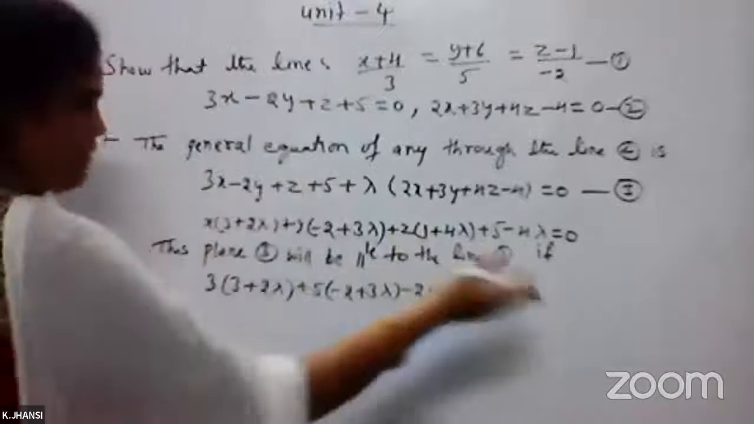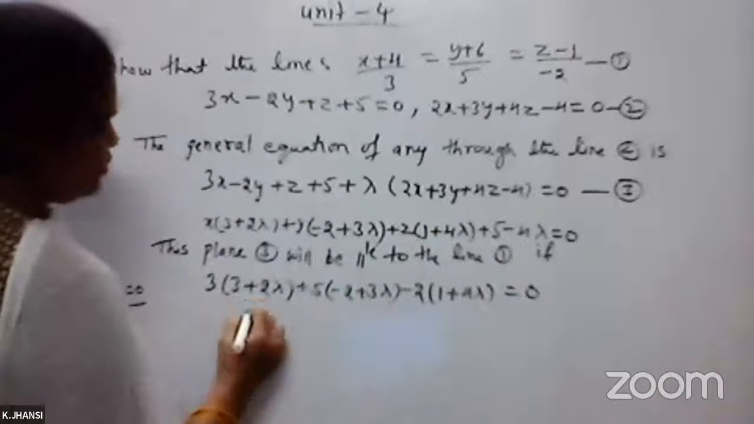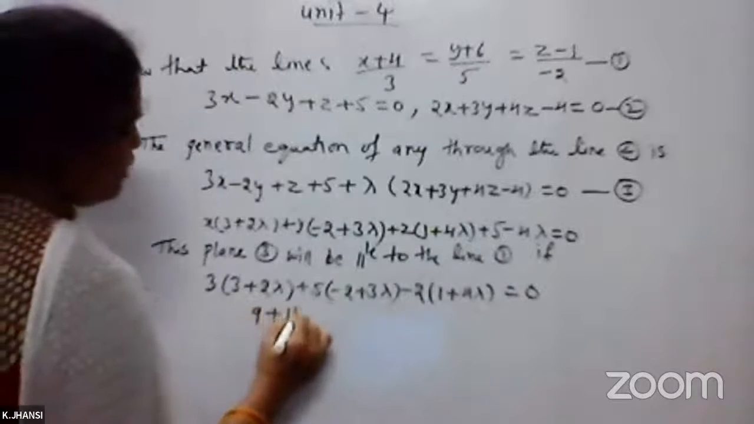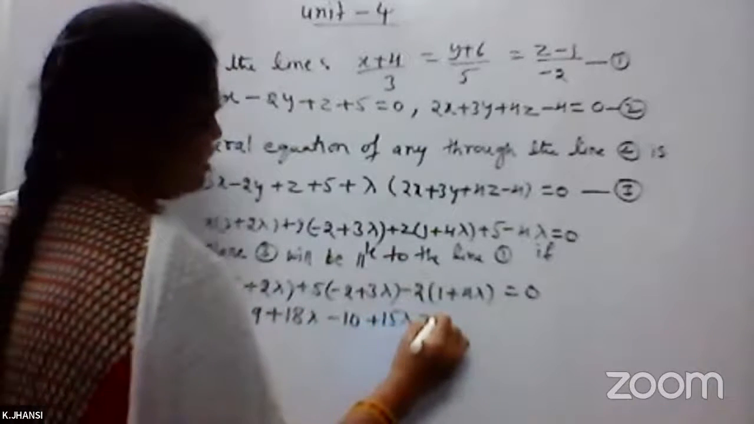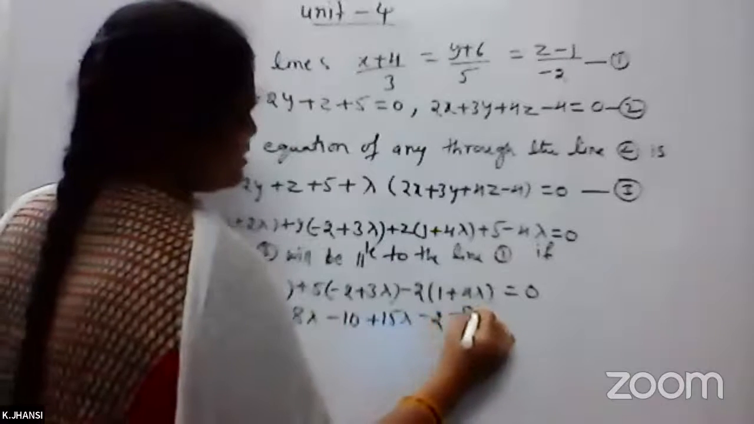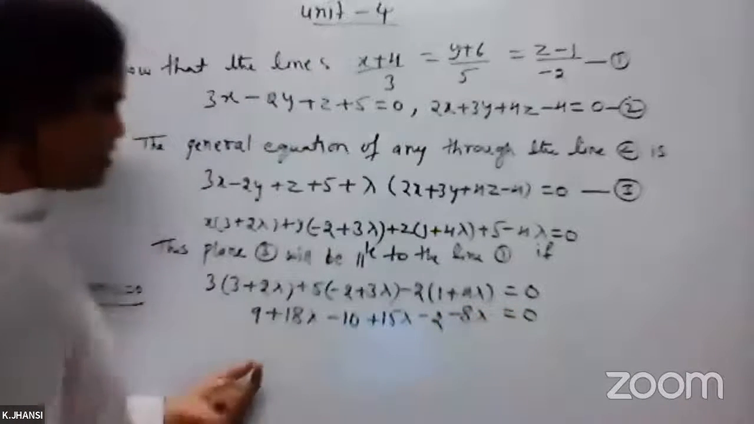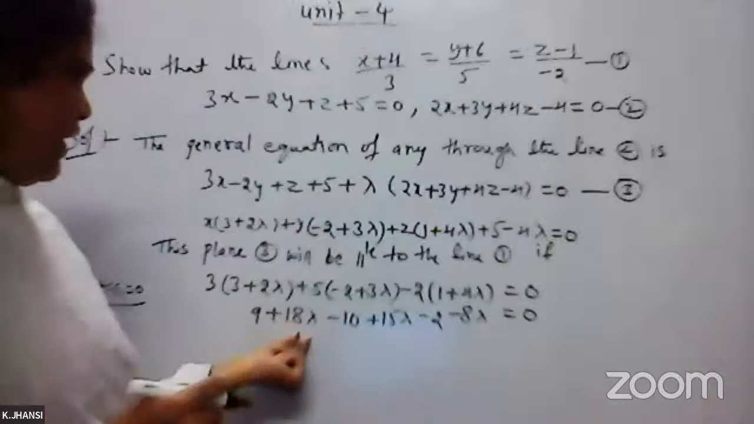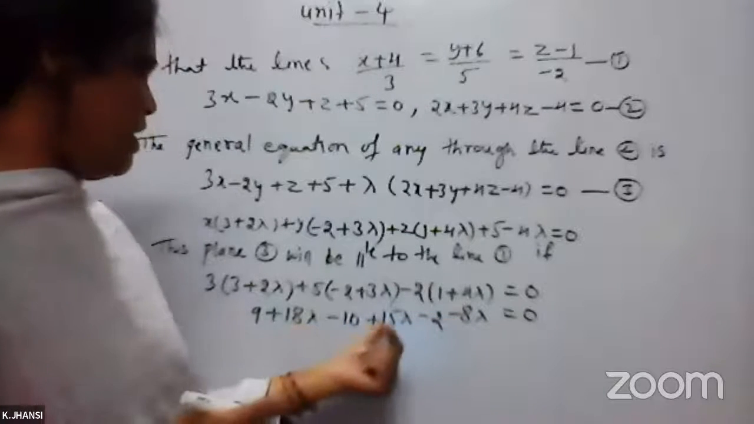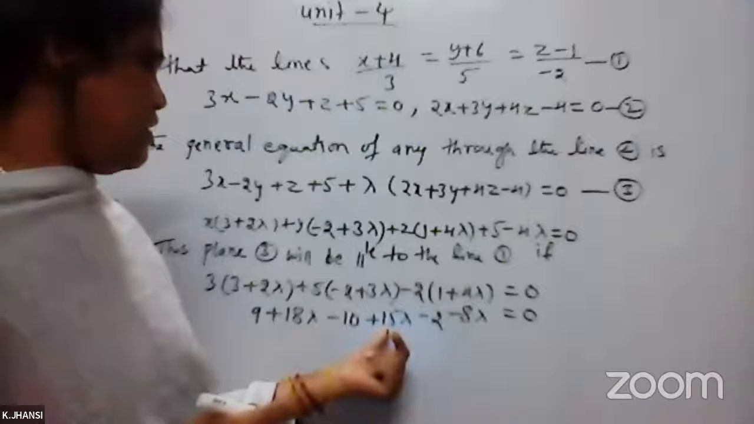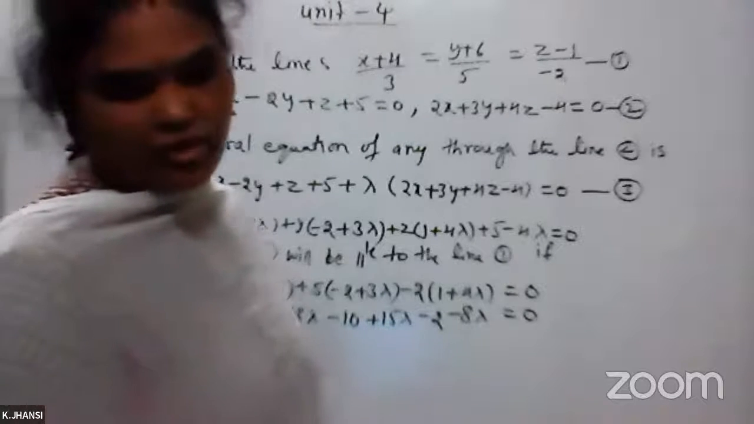So now you simplify this, you will get the lambda value. So 3 3s are 9, 9 plus 2, 18 lambda, minus 10 plus 15 lambda, minus 2 minus 8 lambda equals to 0. First you take the lambda values. Here 18 is there, here minus 8, so you will get 10 lambda. 10 lambda plus 15 means 25 lambda you will get.